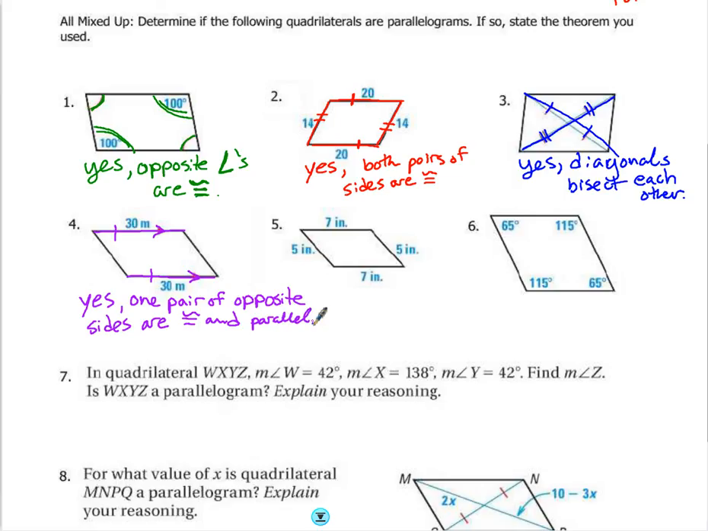Number 5, let's look at number 5 together here. 7 inches, opposite sides congruent. 5 inches, opposite sides congruent. Since I have both pairs, yep, this quadrilateral is a parallelogram. And it's because both pairs of opposite sides are congruent.